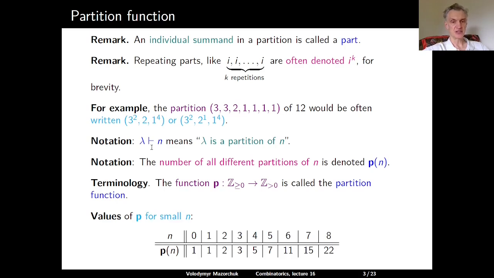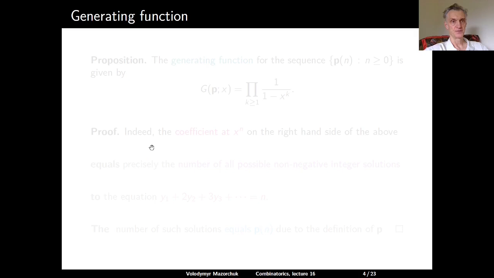The values of the partition function for small n are as follows. There is one partition of 0, one partition of 1, two partitions of 2, three partitions of 3, 5 partitions of 4, 7 partitions of 5, 11 partitions of 6, 15 partitions of 7, and 22 partitions of 8.